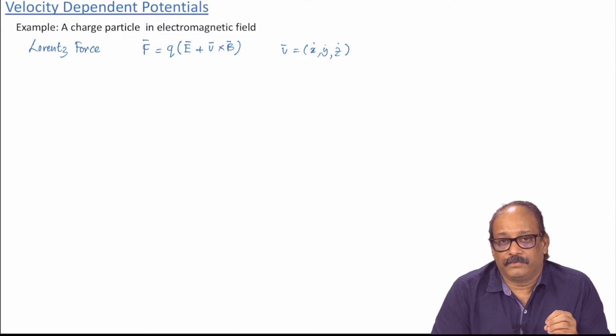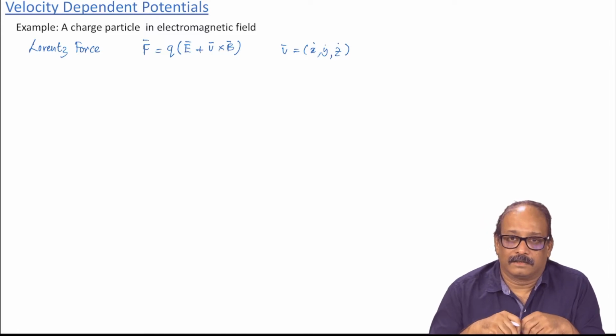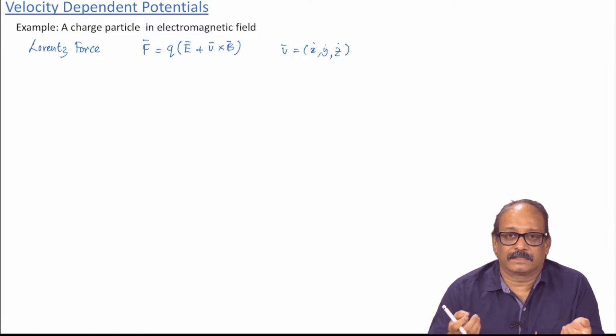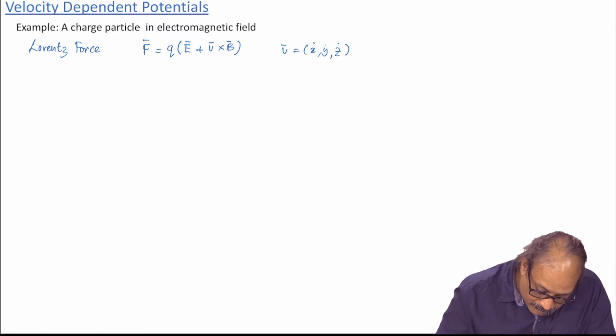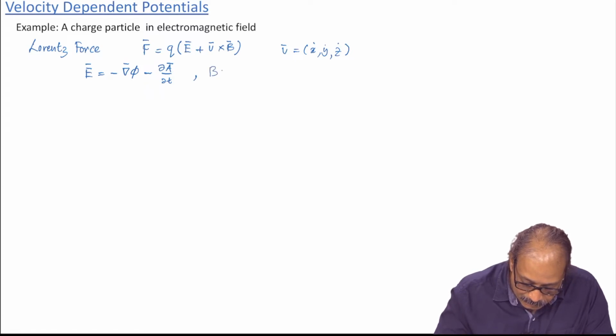And how do we describe the electric and magnetic fields? That of course is decided by Maxwell's equations, and the most common form in which you represent these fields is through potentials. So, the electric field can be written as minus gradient of phi minus del A by del t, and the magnetic field is nothing but the curl of A.